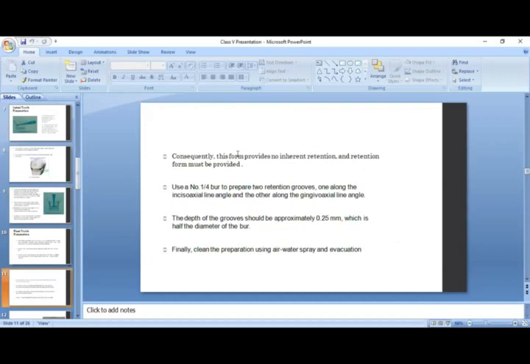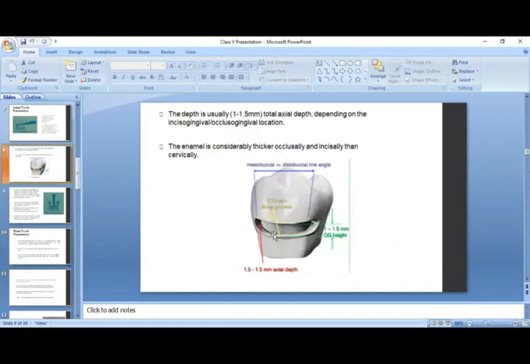Consequently, this form provides no inherent retention, so retention form must be provided. Use a number 1 round bur to prepare two retention grooves, one along the inciso-axial line angle and the other along the gingivo-axial line angle. Where are we supposed to place the two retention grooves? Coming back to that diagram, the retention grooves can be placed in that area: this is the gingival, and this is the incisal.